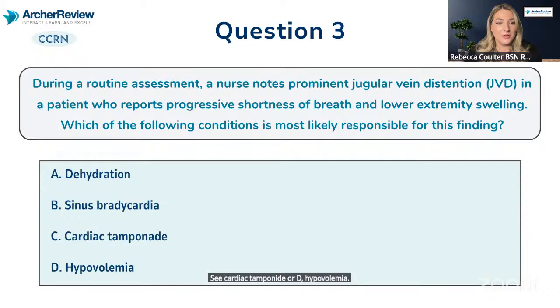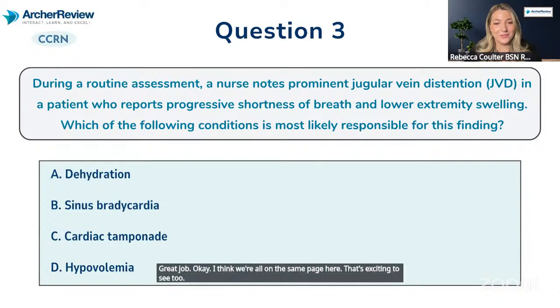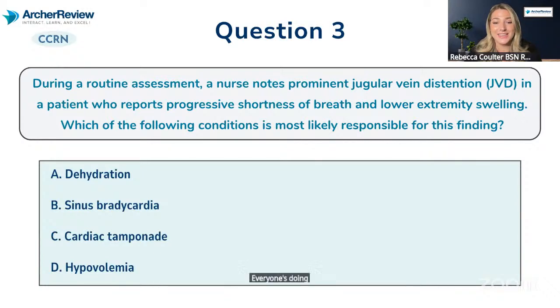Great job. Great job. Seeing some answers come through. Good job. Great job. Okay. I think we're all on the same page here. That's exciting to see too. Everyone's doing awesome.